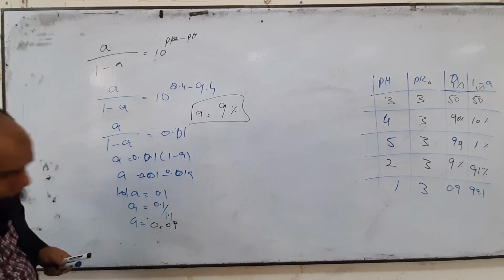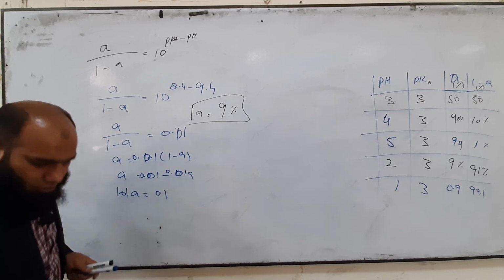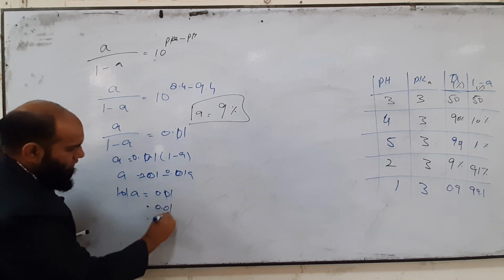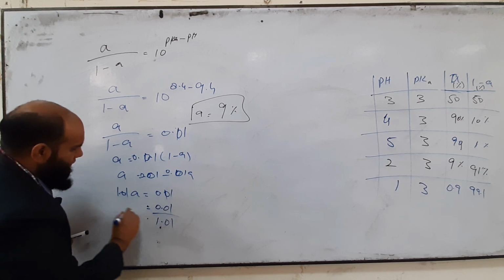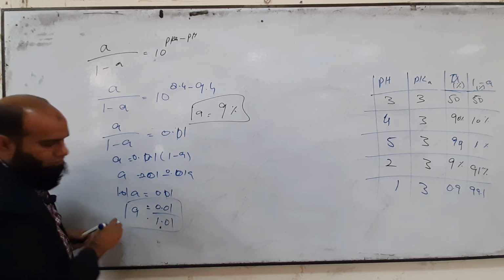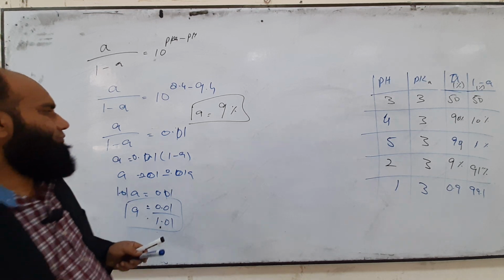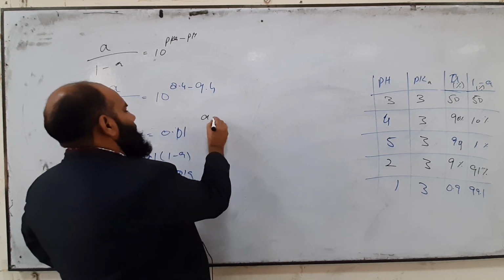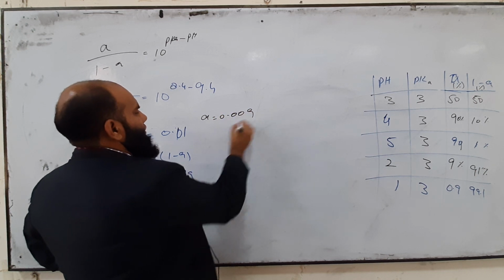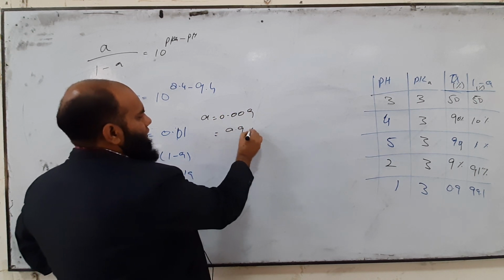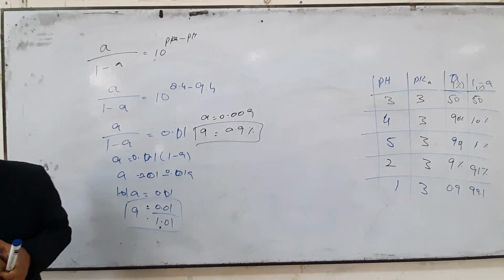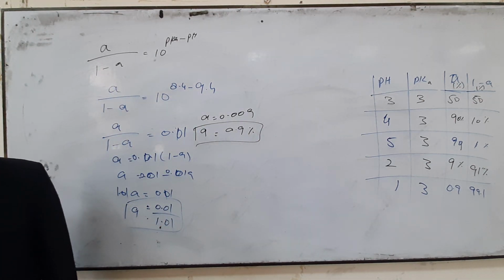Now at the end, 0.01 divided by 1.01 gives the ionization. Okay, how much? Ionization is 0.009, or 0.9% ionized. Maximum drug is in unionized form. Paracellular drug absorption might be possible.